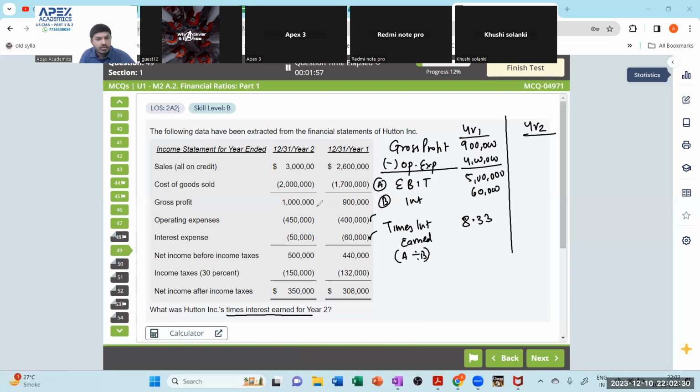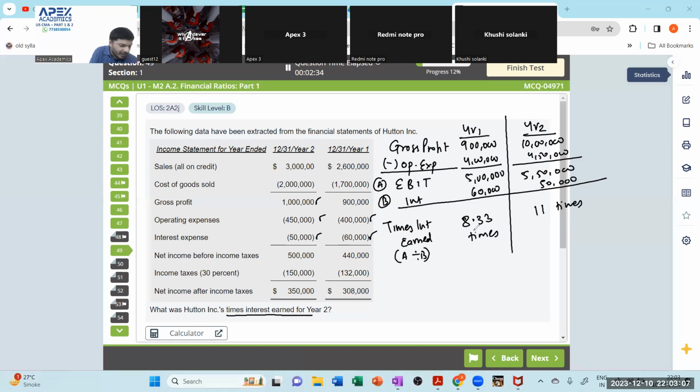Here, what is your gross profit? 10 lakhs. What is your operating expenses? 4,50,000. What are you left with? 5,50,000. What is your interest expense? 50,000. Now, what is your answer? 5,50,000 divided by 50,000. What is your answer? 11 times. And here, what is your answer? 8.33 times. Let me check. 5 lakhs divided by 60,000, yes, it is 8.33 times.